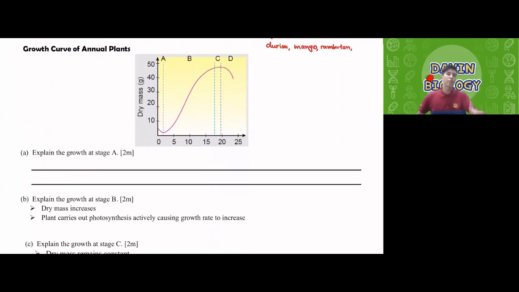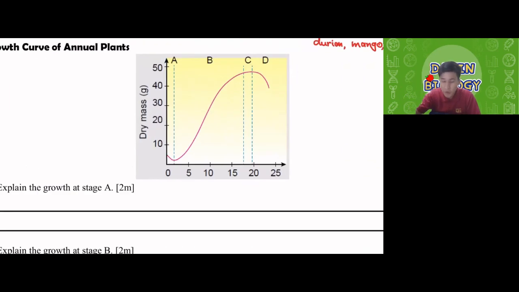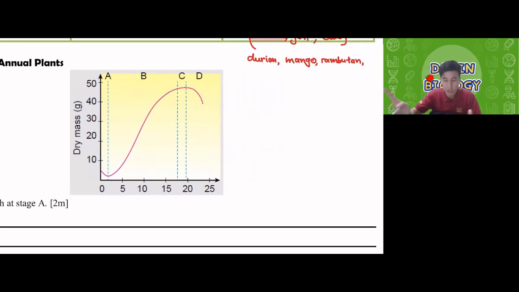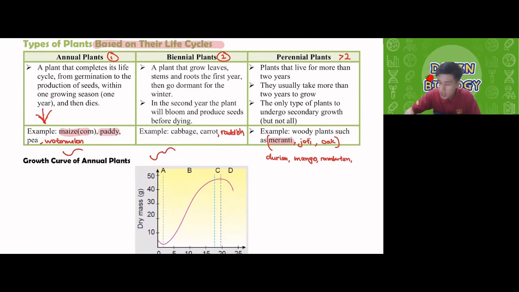All right! So let's start with annual plants first. For annual plants, the most important thing and the most common thing they like to ask is to explain what happened in the growth in these zones. So you have four zones over here. They'll divide it into four. So you only have one sigmoid curve. By the way, just so you know first, annual plants will have one sigmoid. Biennial will have two sigmoids because 2 years. And perennial, as we said already, a series of sigmoids.